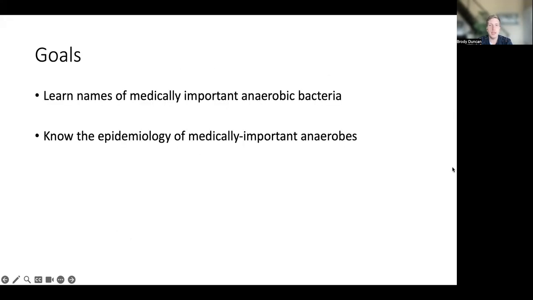So today is going to be a bit of a shorter day. We're just going to go over the names of the medically important anaerobic bacteria so you know which ones to focus on as you go further in your training and clinical experiences. And we will talk a bit about the epidemiology of these medically important anaerobes.